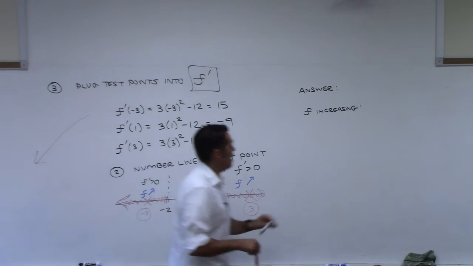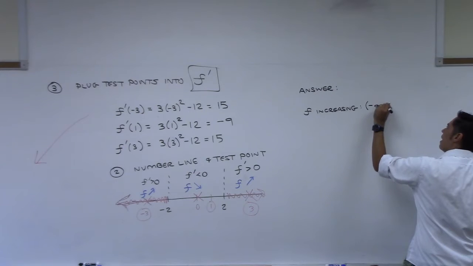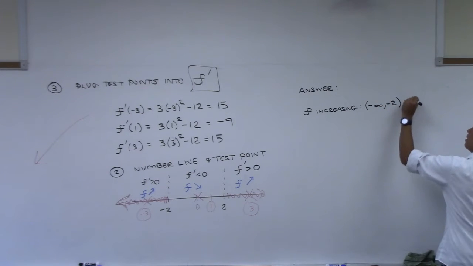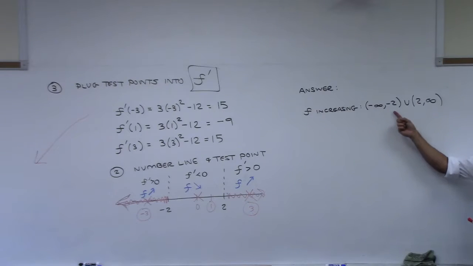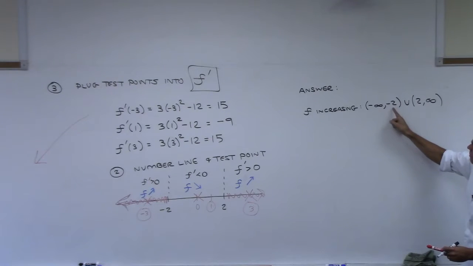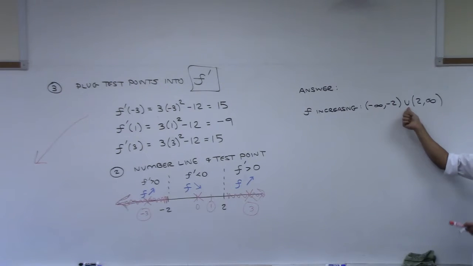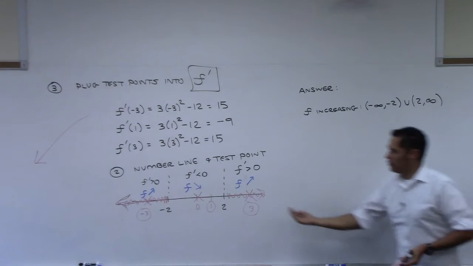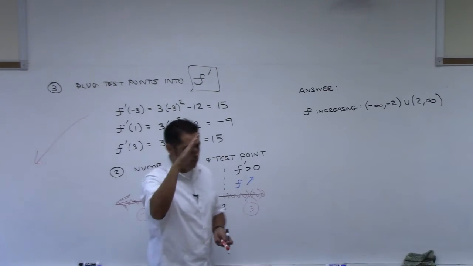Here's the way we write that down. -infinity to -2 union 2 to infinity. Now, have you ever seen that before? This is called interval notation. This is saying if we are to the left of -2, that's from -2 that way forever. Union means like also. Also, if we are to the right of 2, that's from 2 on this way forever. Then our function is going up.